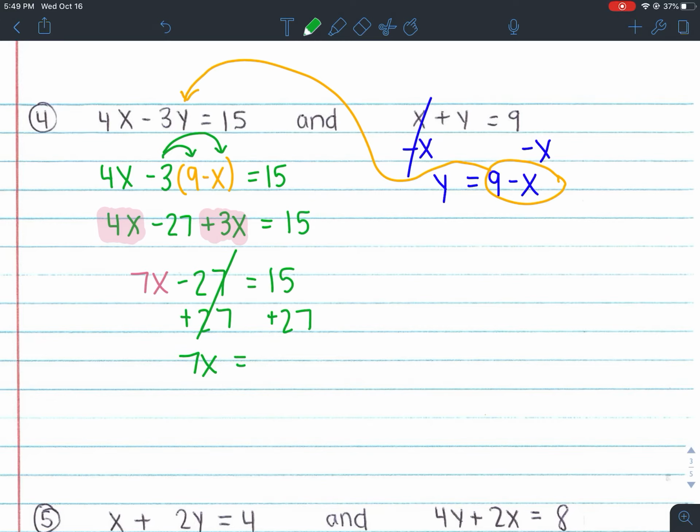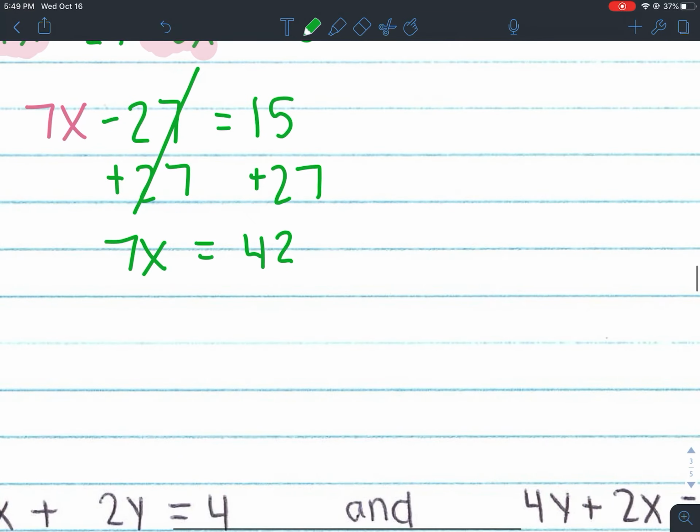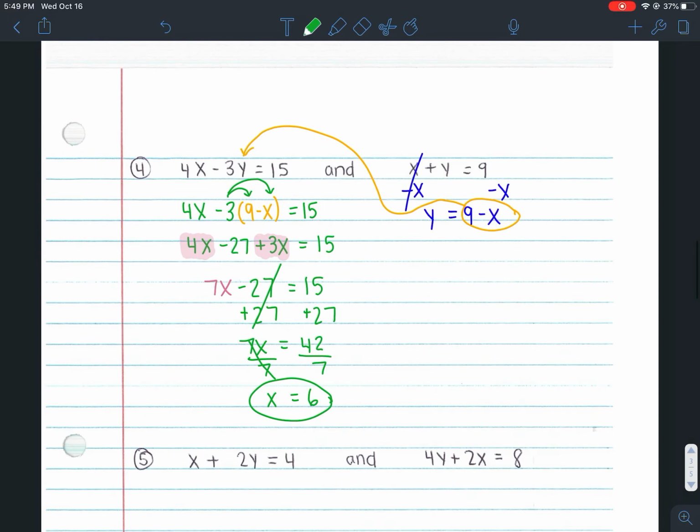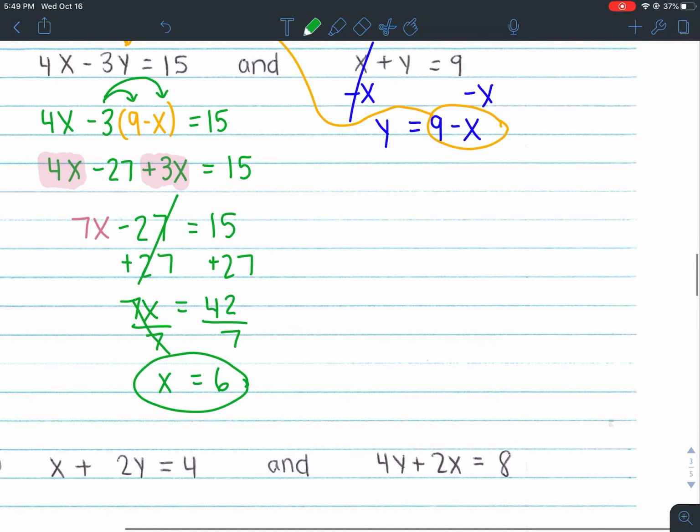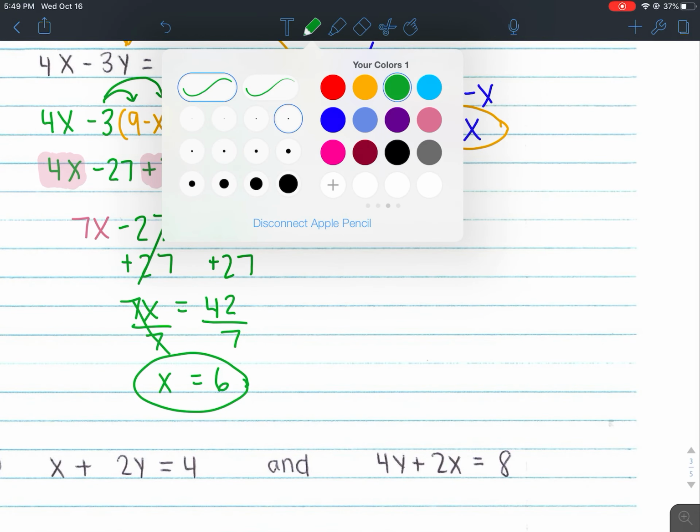And that's going to be, what is that, 42? 15 plus 27 is 42. We're going to divide both sides by 7. X equals 6. Is this my answer? No, it is part of your answer, so I'm going to circle it. And I like to circle things that are just part of my answer and not actually my answer.